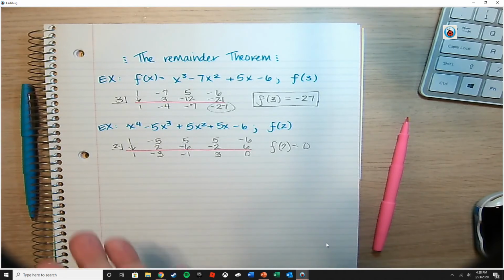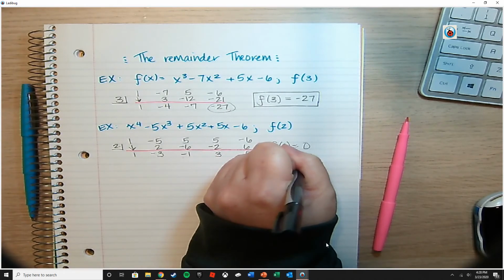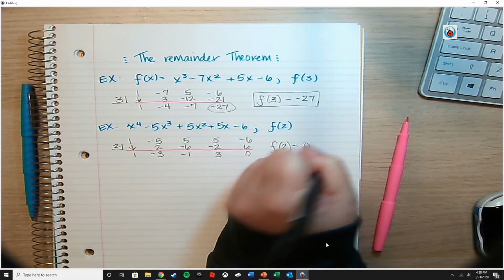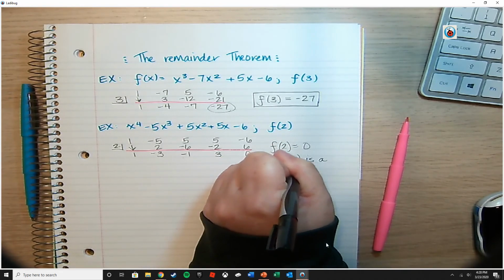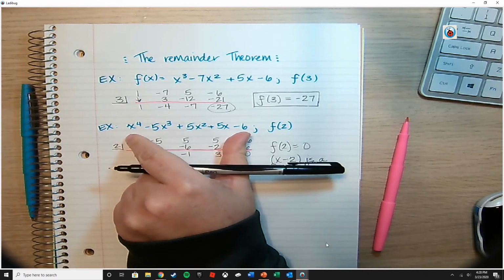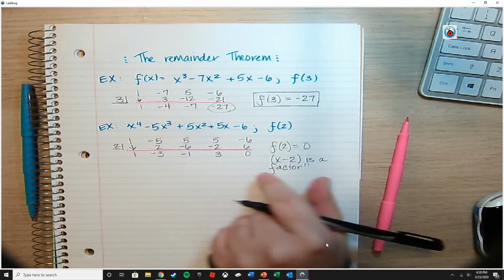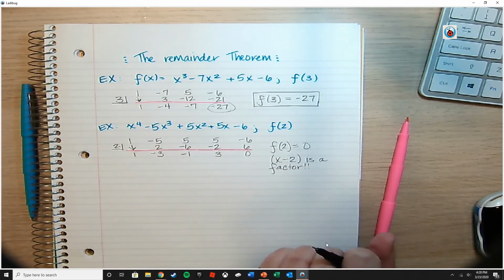What that also means is that x minus 2 is a factor. Okay, meaning if I wanted to take this problem and convert it into a multiplication problem, which we're going to do, one of the parts would be x minus 2. Okay, all right, let me pull up Delta Math really quick.